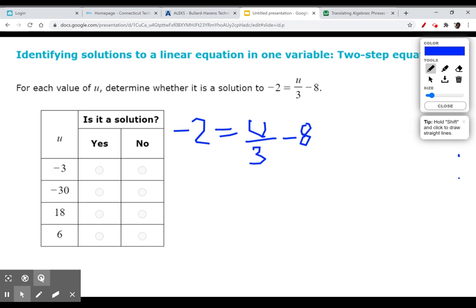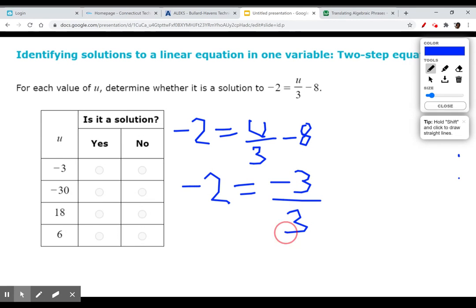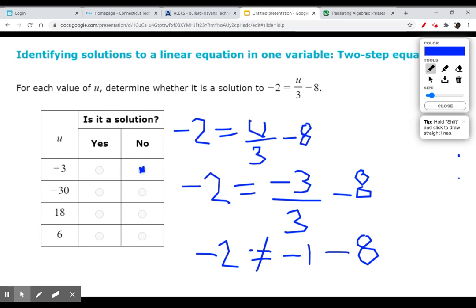So right now I'm testing if -3 is a solution, yes or no. So I replace u with -3, and I solve to see if it equals -2. So -3 divided by 3 is equal to -1, and -1 minus 8 comes down. And I already know that -1 minus 8 is not equal to -2. That is a no.